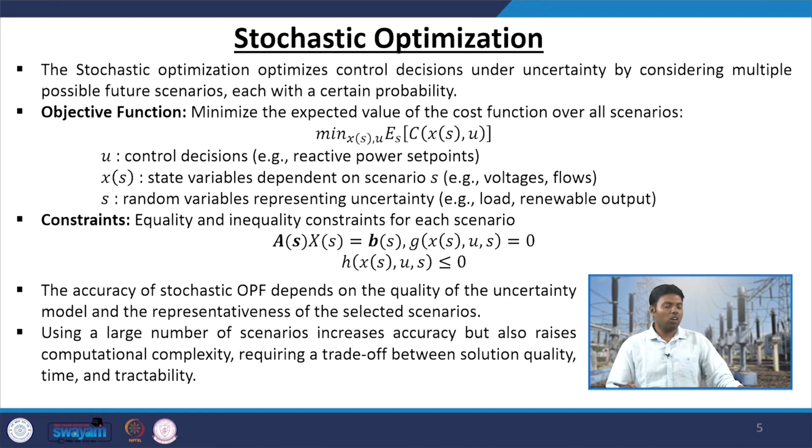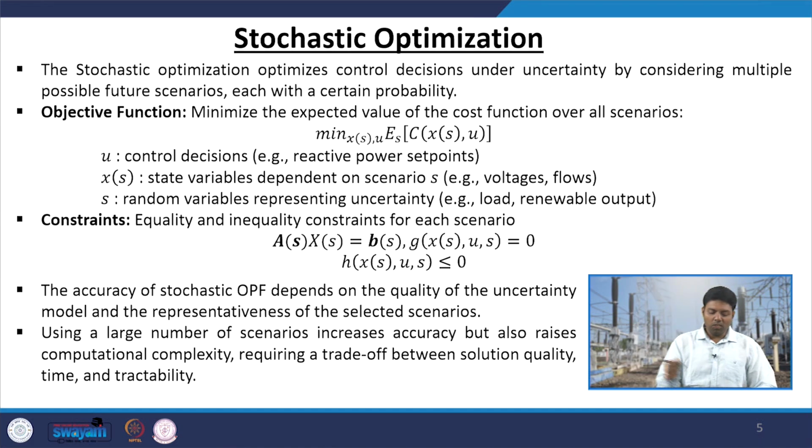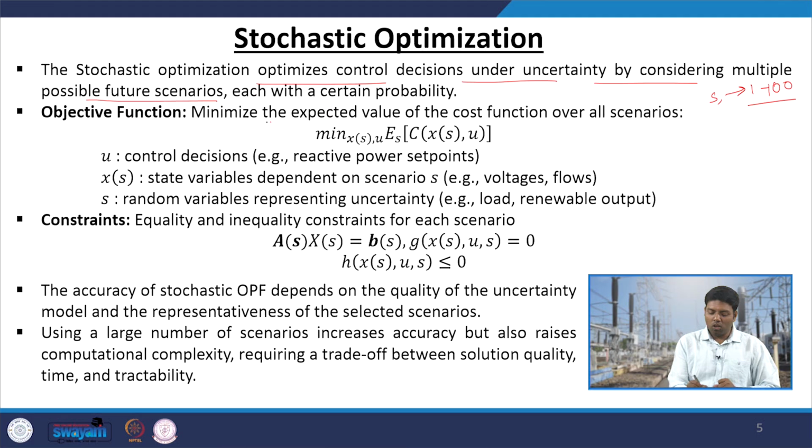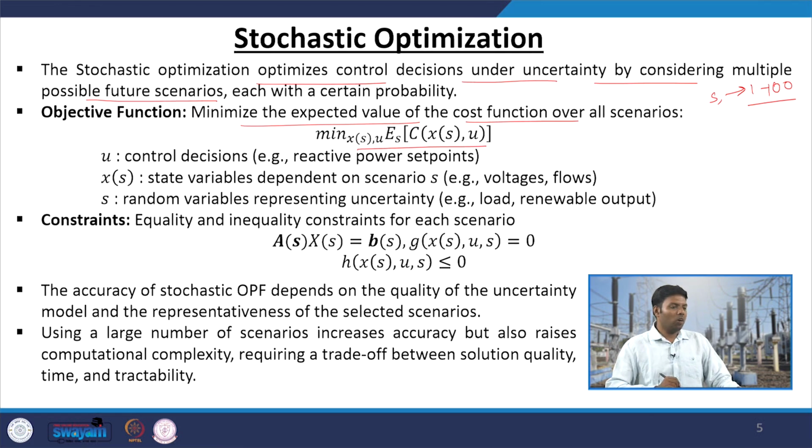So, first, stochastic optimization. In stochastic optimization, the control decisions are made under uncertainty by considering multiple possible future scenarios. That means, whatever scenarios we have generated, s from 1 to 100 or 1000, those scenarios you have to take into consideration, and considering all those scenarios, your cost function will be revised to the minimization of the expected value of that cost from all of those scenarios.